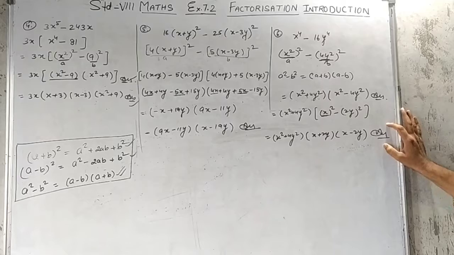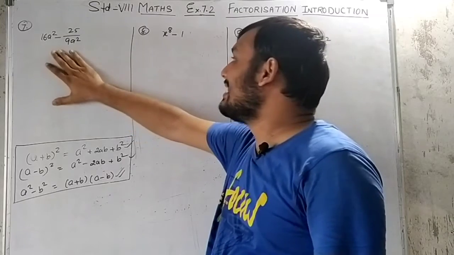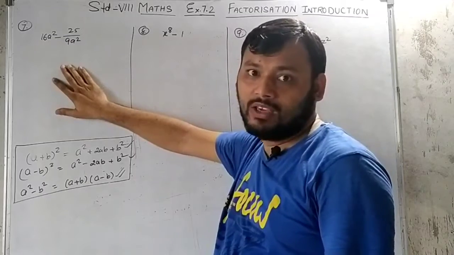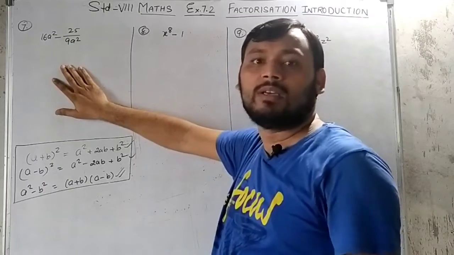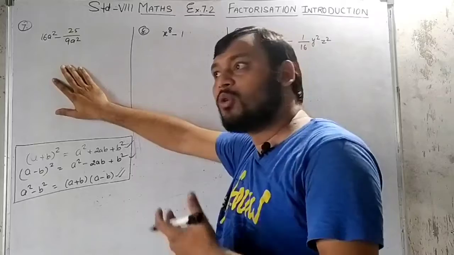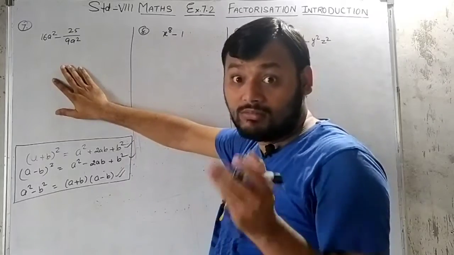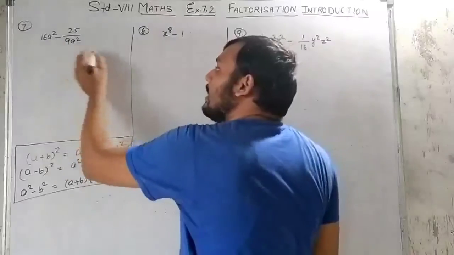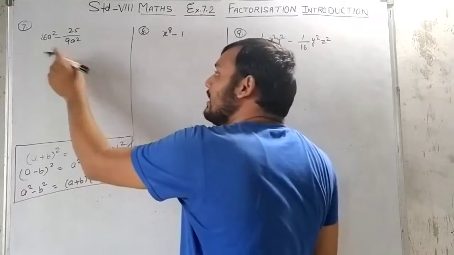So next question number 7 is 16a square minus 25 by 9a square. If you can do it, please don't waste your time, just write down in your notebook and find out the answers and check, tally it whether it is right or wrong. So let's have a look here. 1, 2, 3. So I'm going to write the answer.